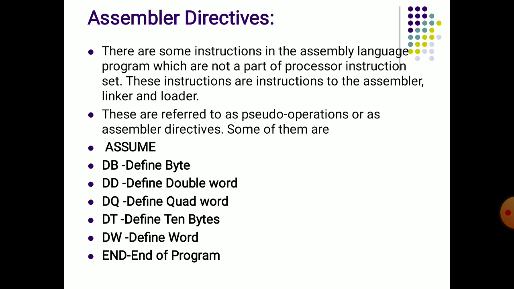Then DB. If you mention DB in an assembly level language program, it is define byte. DD means define double word. DQ means define quad word. DT means define 10 bytes. DW means define word. All of these, DB, DD, DQ, DT and DW, mainly deal with the type of data, whether the type of data is byte, double word, quad word, 10 bytes or word. That can be decided by using these directives, DB to DW.